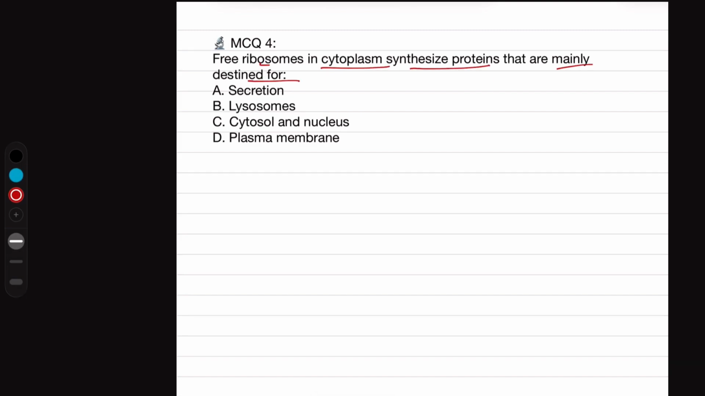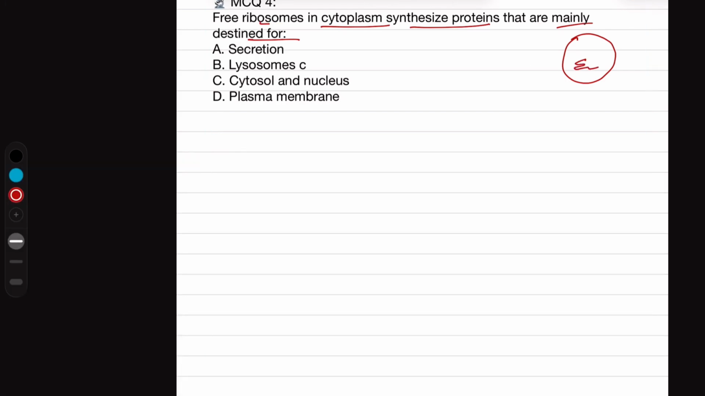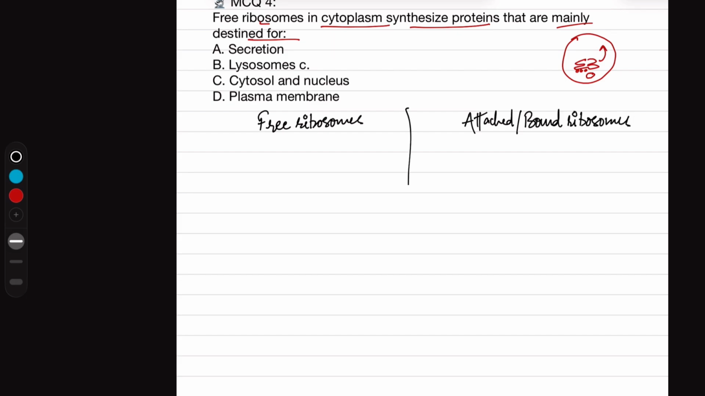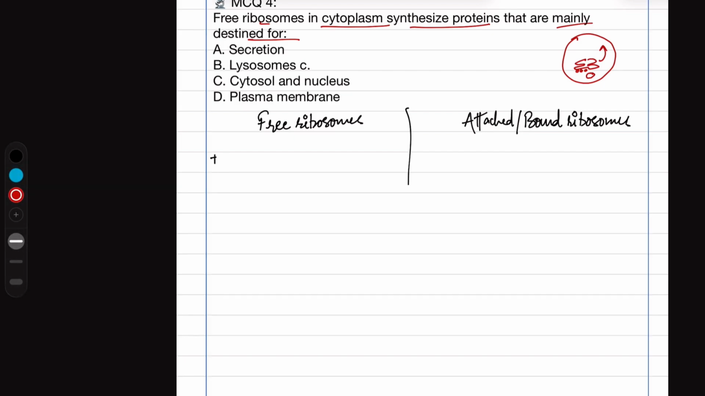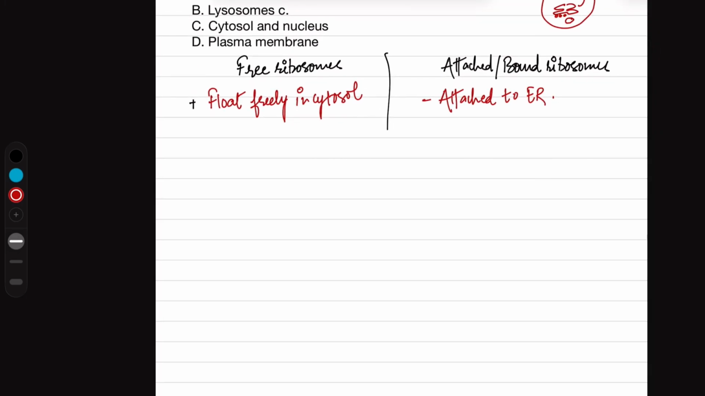Next MCQ: free ribosomes in cytoplasm synthesize proteins that are mainly destined for. If we see a normal cell, here RER is present, and on it ribosomes are present. Those which are free get transported to the cytosol and the rest go to lysosomes. So if we see the difference between free ribosomes and attached or bound ribosomes, free ribosomes float freely in the cytoplasm. So ribosomes are either free in the cytosol or attached to the endoplasmic reticulum. Next, free ribosomes synthesize proteins within the cell.